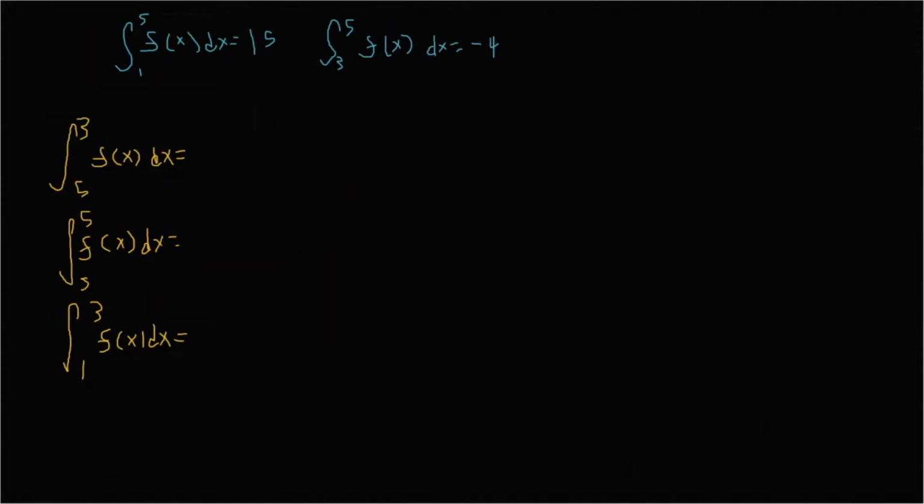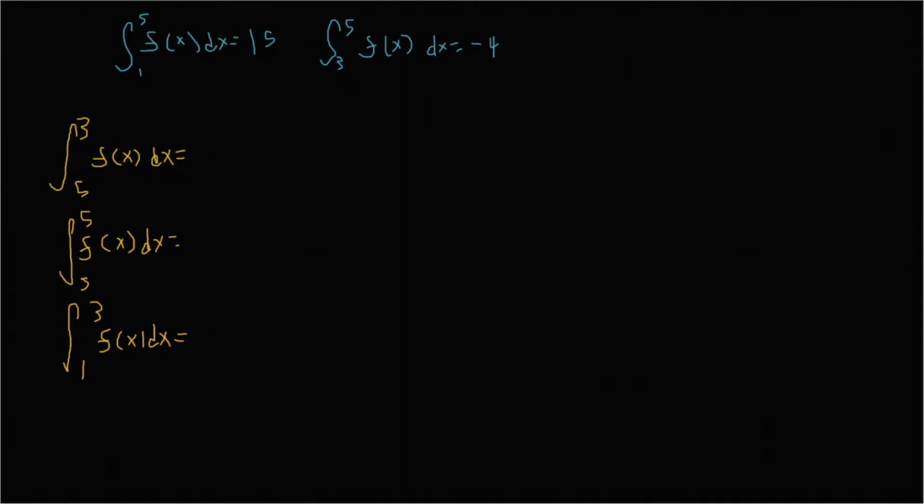Alright, so we're going to go look at properties of integrals now. Alright, so we have some information about some equations here. We have the integral from 1 to 5 of some function f of x with respect to x is 15. And the integral from 3 to 5 of that same function f of x with respect to x is negative 4. And so we want to find these three things.